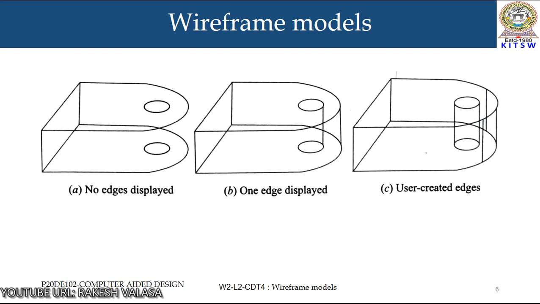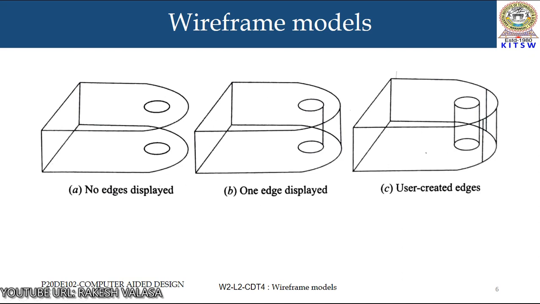In some software, providing an automatic hidden line removal algorithm based on wireframe modeling is usually helpful. For example, a representation of a hole or a curved portion of the object. You can see this figure. In the first figure, it's showing no edges displayed. In the second figure, showing one edge displayed. In the third figure, it's showing user created edges. That means these two circles are connected with two tangent lines.